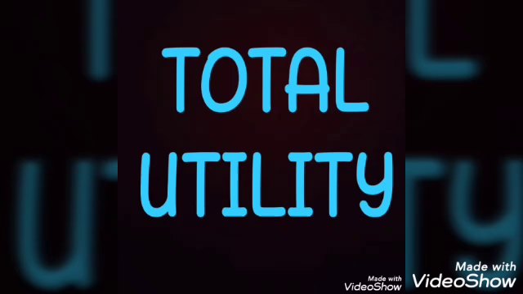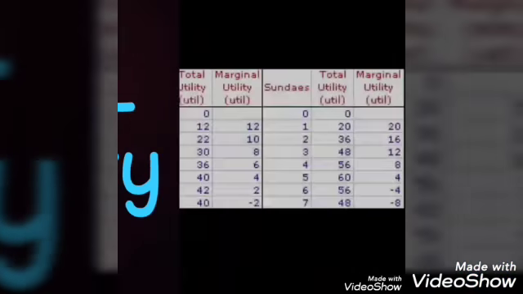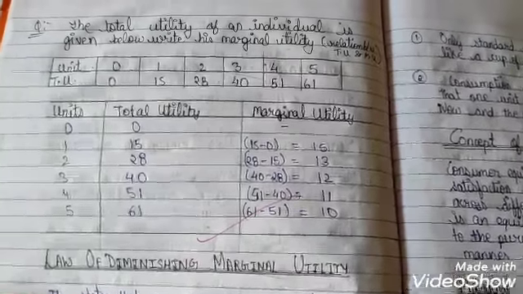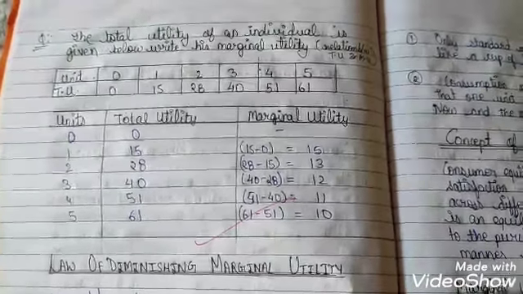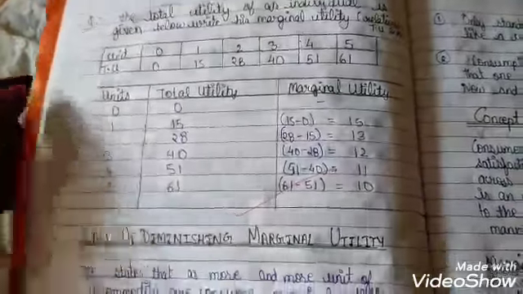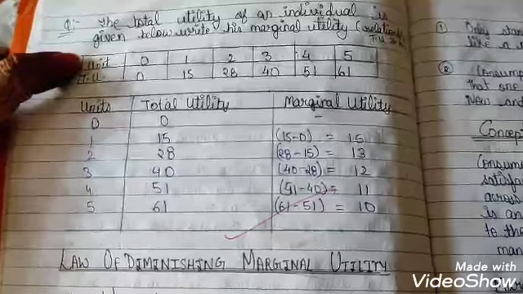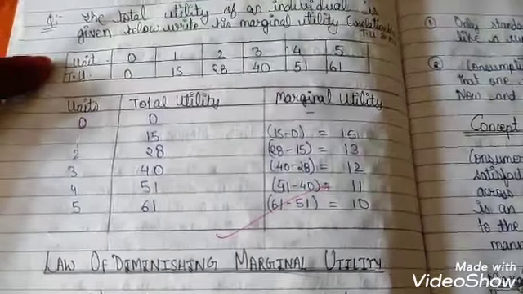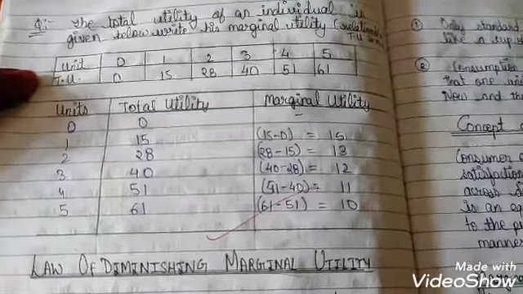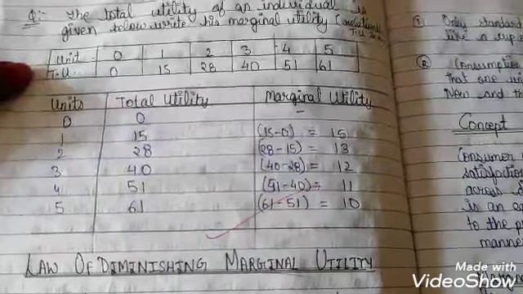I hope you understand both of these utilities, total utility and marginal utility. Let's learn it with an example. Here is a question: the total utility of an individual is given, so write his marginal utility. In the question there are two things, unit and total utility. Units are 0, 1, 2, 3, 4, 5 and total utility is 0, 15, 28, 40, 51 and 61. We have to find out the marginal utility from them.